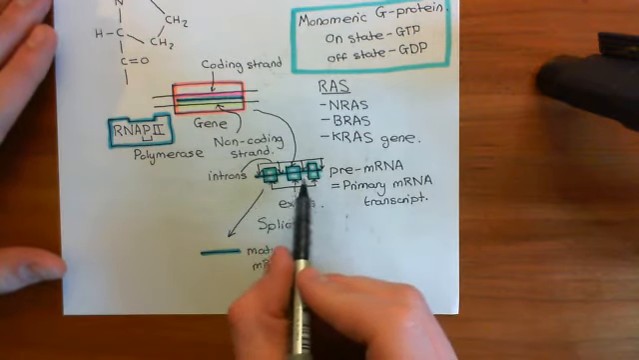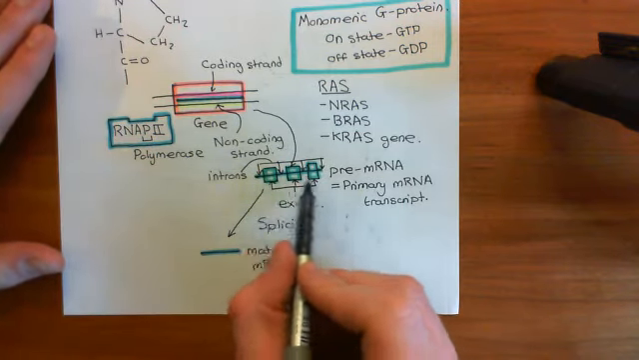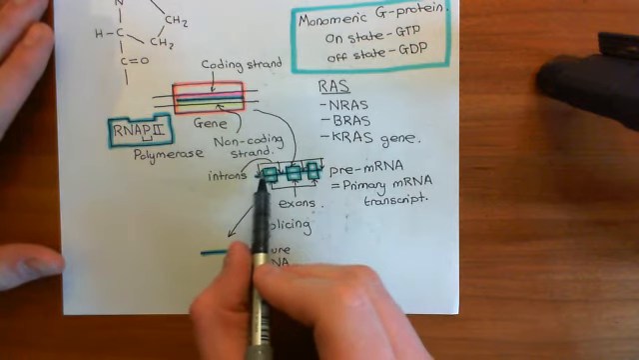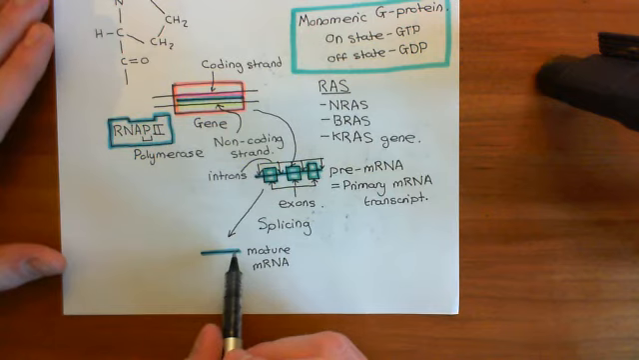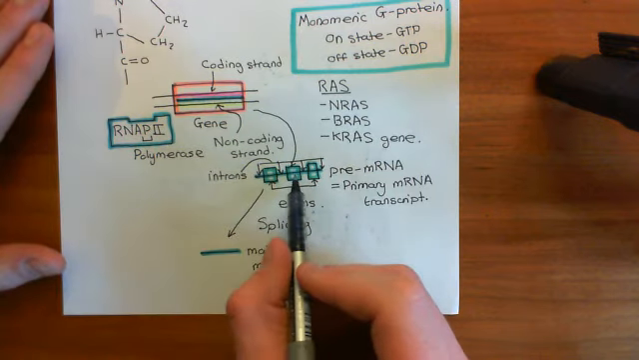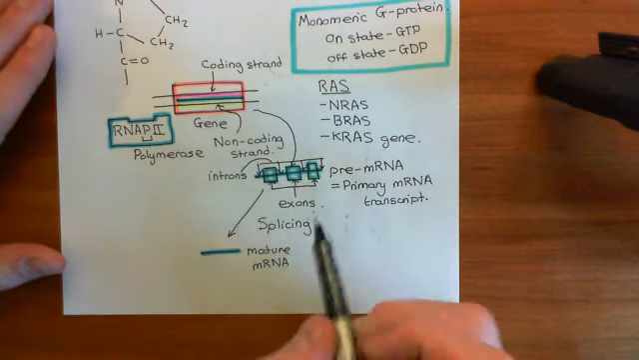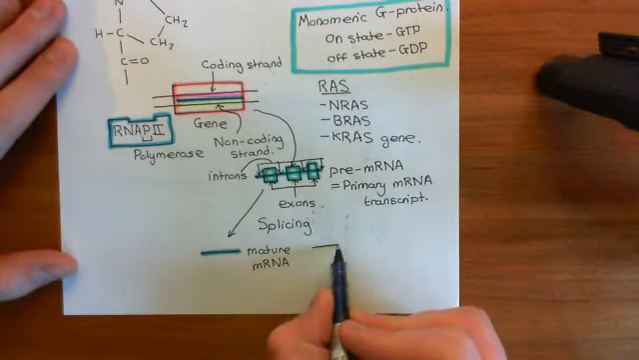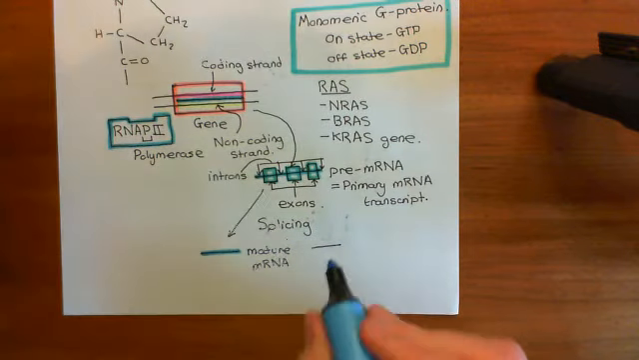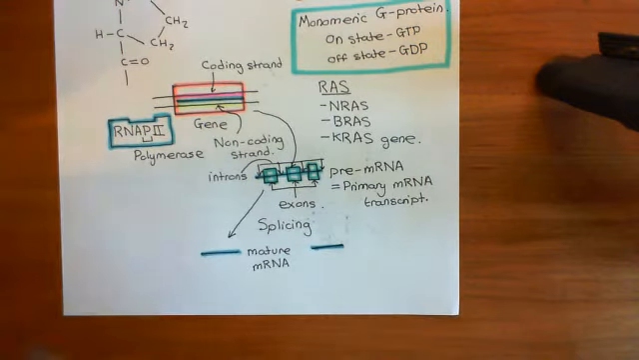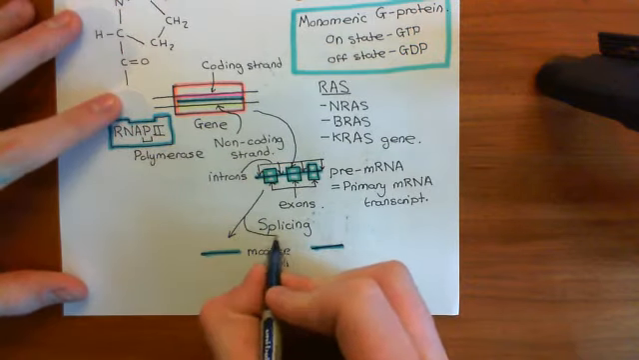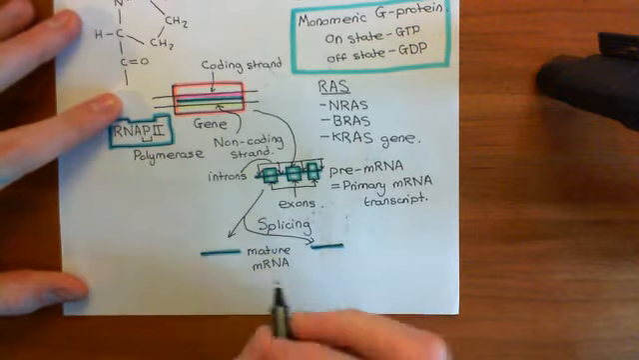That means that there are 2 different ways that you can splice this pre-mRNA. Either you can include all 3 exons and therefore get a big piece of mature mRNA, or you can just include the first and the second exon and get a smaller piece of mRNA, which I'll draw here. That means that there are 2 pieces of mature mRNA that you can produce from the same piece of pre-mRNA.